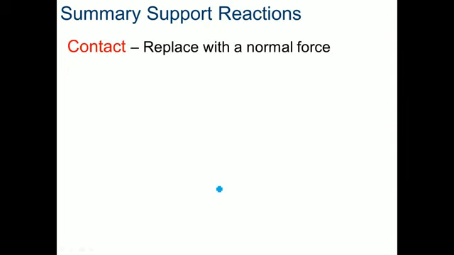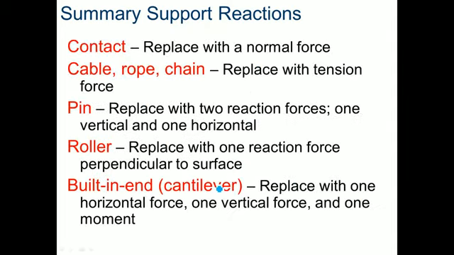So with all of our supports, I'll throw them all up here at once. So our support reactions: if something is in contact with something else, sitting on top of it, you have a normal force. If it's attached by a cable, rope, or a chain, you replace it with a tension force in the free body diagram. If it's attached with a pin, you replace it with two reaction forces, one that is vertical, and then you have one that is horizontal.